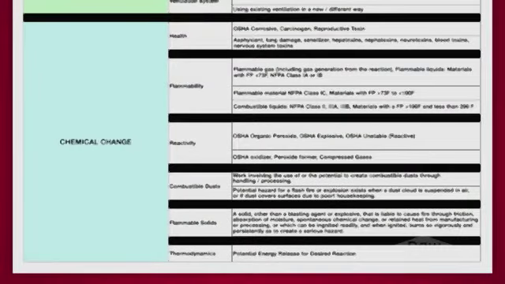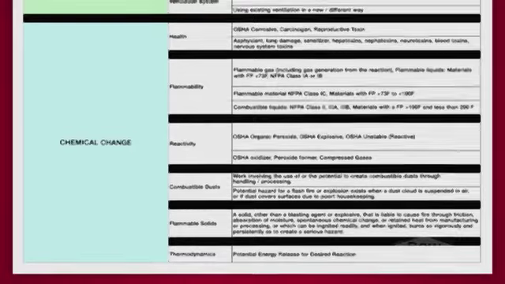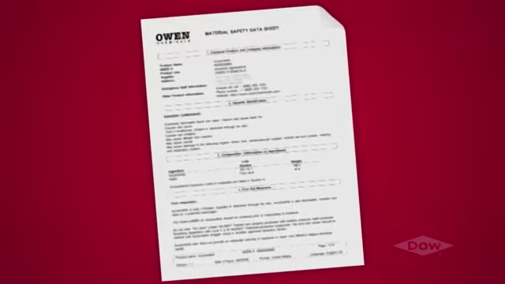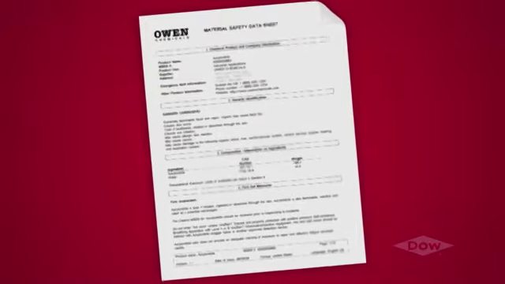Last, but definitely not least, the chemical change section asks you to consider the physical and toxicological properties of materials being used in your procedure and how to minimize their potential hazards. You can find physical properties and toxicological information on Material Safety Data Sheets, or MSDS. Make sure you have an MSDS for every material involved.